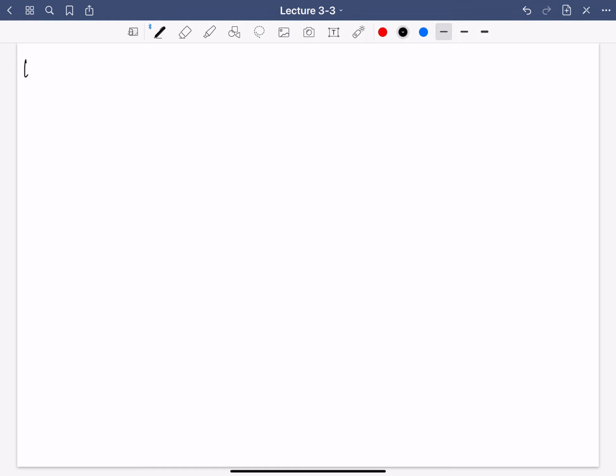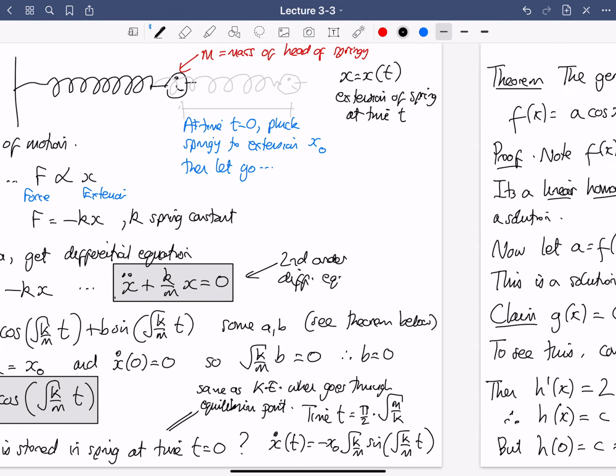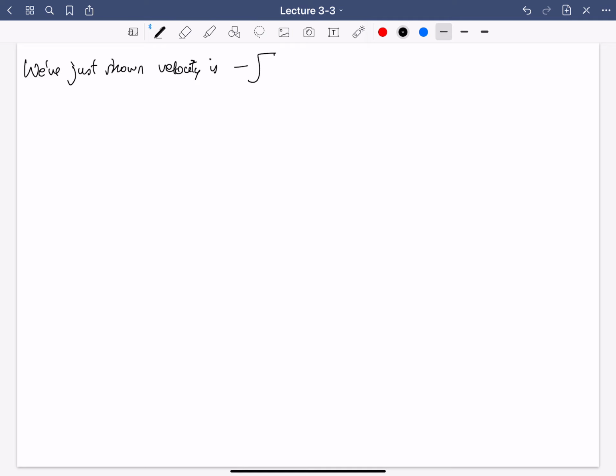We've just shown that the velocity is minus x0 root k over m when it goes through the equilibrium point.